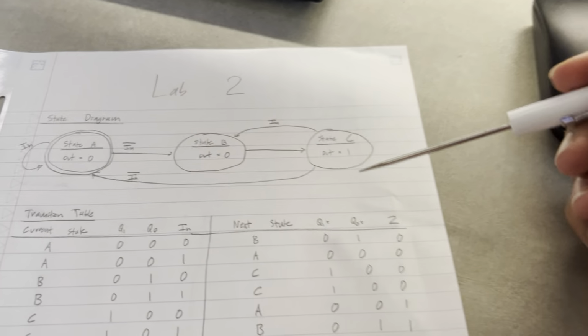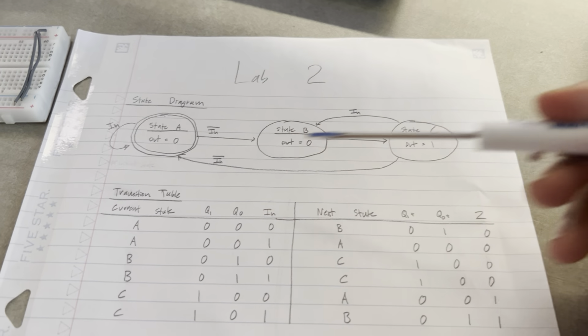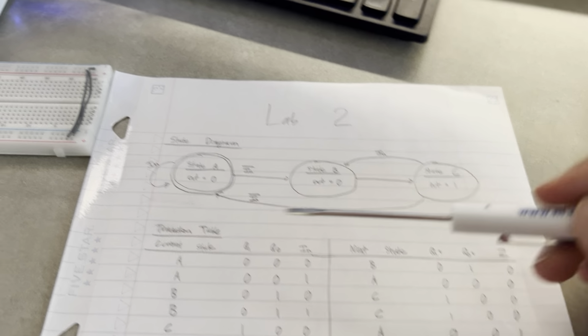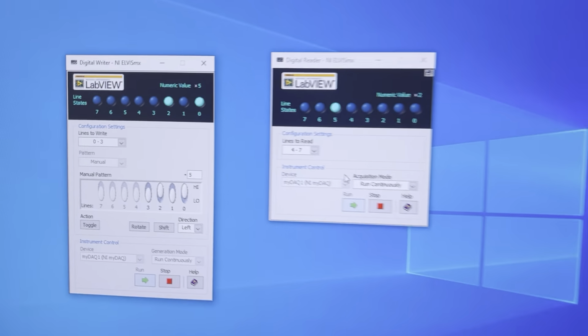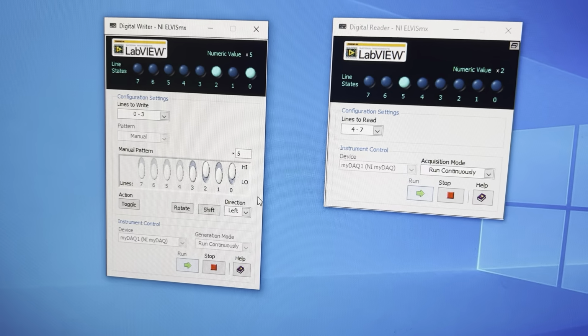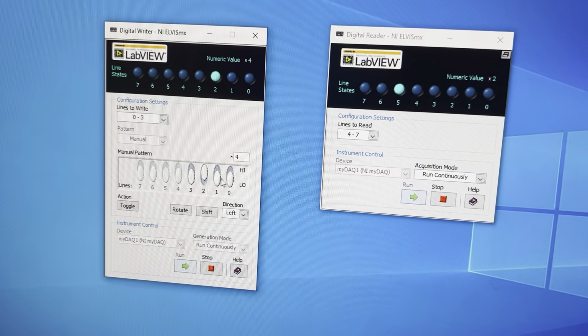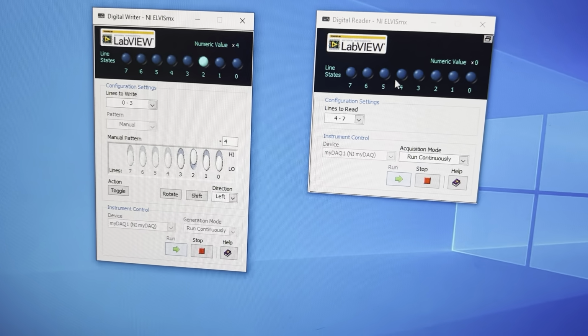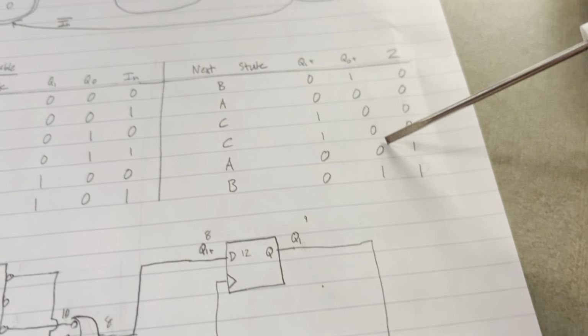And the last path we have to test, if in state C the input is low, do we go back to state A? So input, we're gonna make low, we're gonna test, and we go back to state A. It's 0, 0, which is state A.